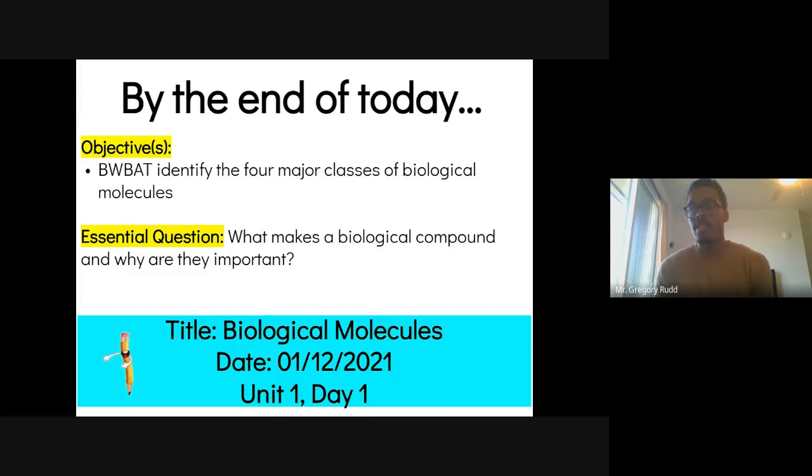And as always, we like to start the lesson with an objective as well as an essential question, just to give ourselves some direction and a goal that we're hoping to achieve. So the objective is to identify 4 major classes of biological molecules. And the essential question, what makes a biological compound and why are they important? So you see 2 terms there, the biological molecules and biological compound. I'm going to use those interchangeably, and we're also going to throw in some other terms, but we're referring to the same 4 things, and that's what we're going to talk about today.